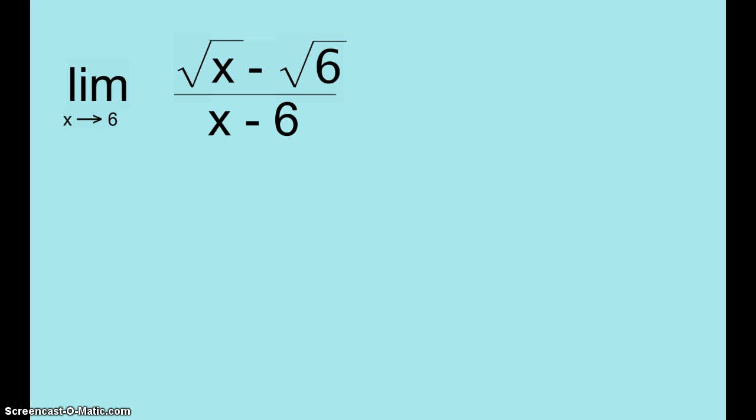Alright, here is the next limit. First, let's go ahead and replace each instance of an x with a 6. So you've got root 6 minus root 6 all over 6 minus 6, 0 over 0. Alright, let's see if we can somehow algebraically manipulate this function and see if we can come up with something.